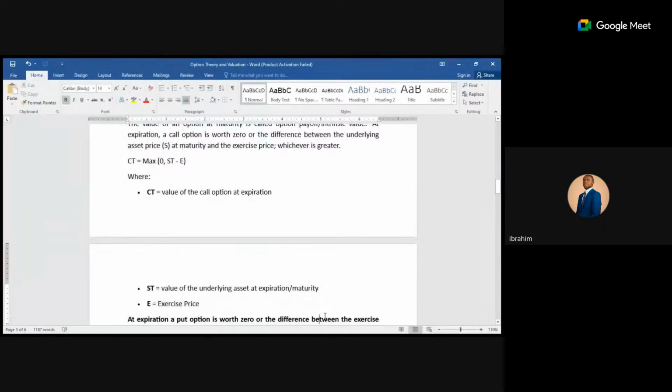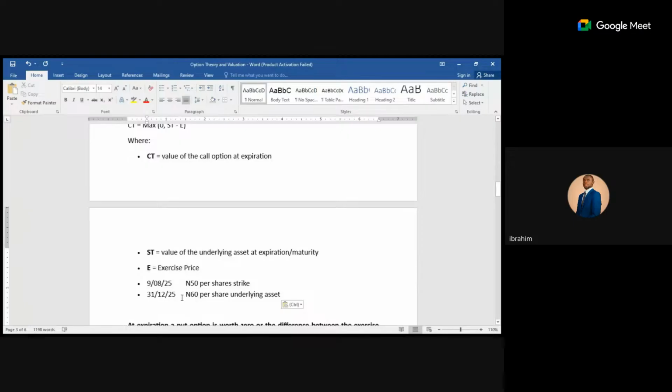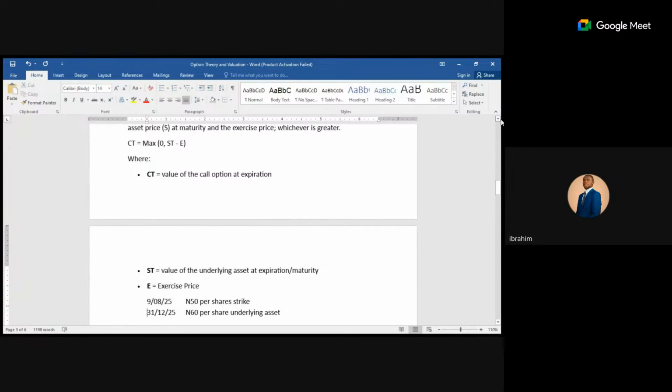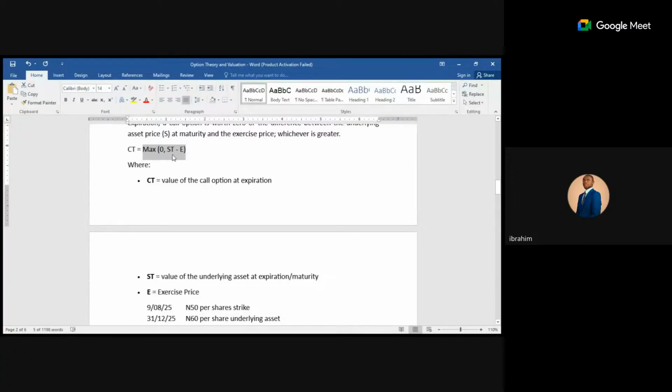Now, let's say we have this call option, an option to buy, right? Then we want to practically illustrate this. The maximum of 0 and the difference between this ST, underlying assets, and the exercise price.